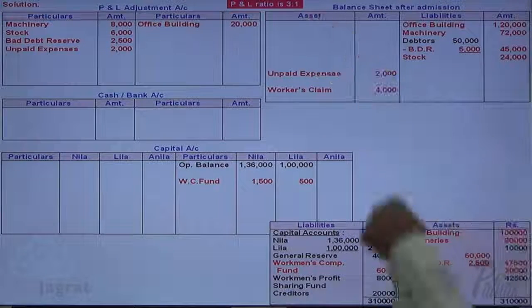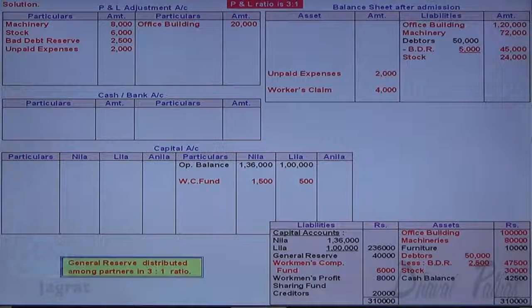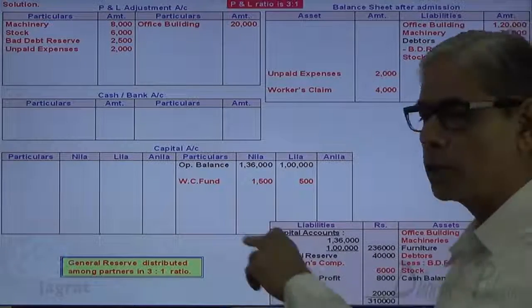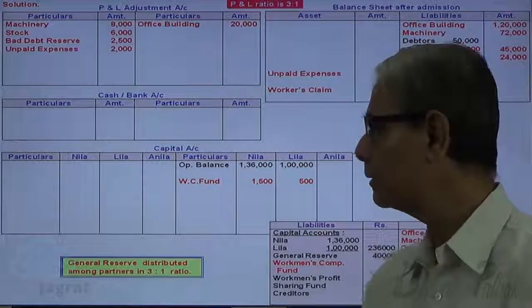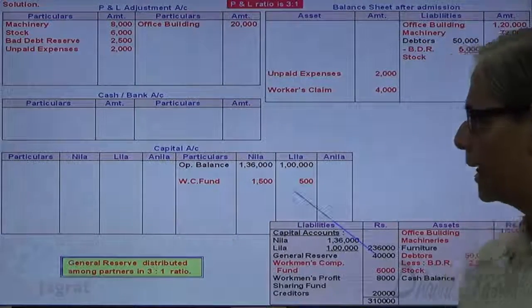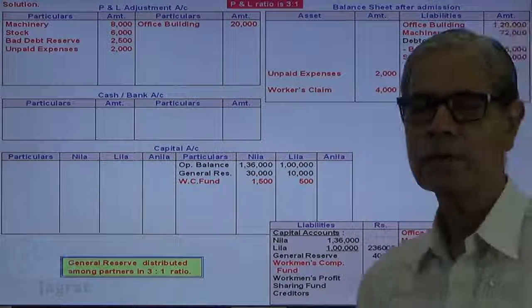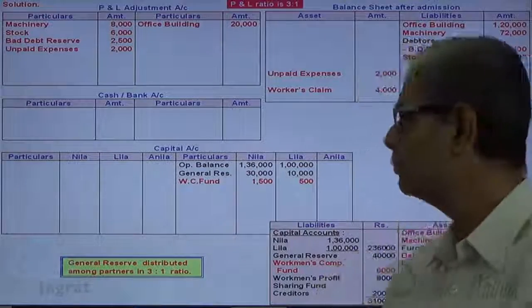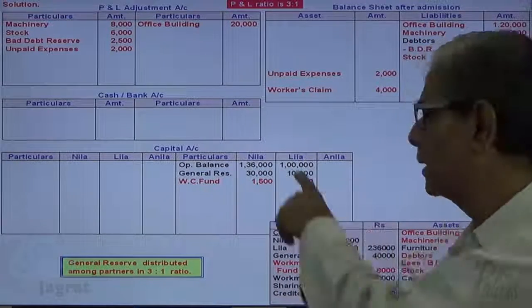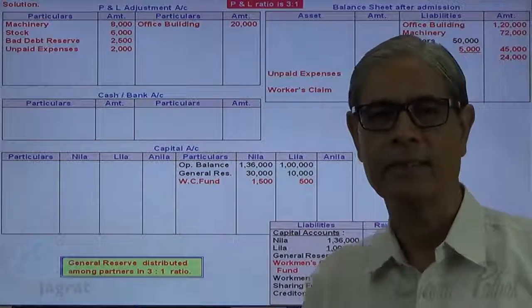General reserve gets distributed in the ratio of 3:1. So 40,000 in the ratio of 3:1, so 30,000 and 10,000. Neela gets 30,000. Leela gets 10,000. Journal entry: General reserve account debit 40,000, to Neela's capital account credit 30,000, to Leela's capital account credit 10,000.